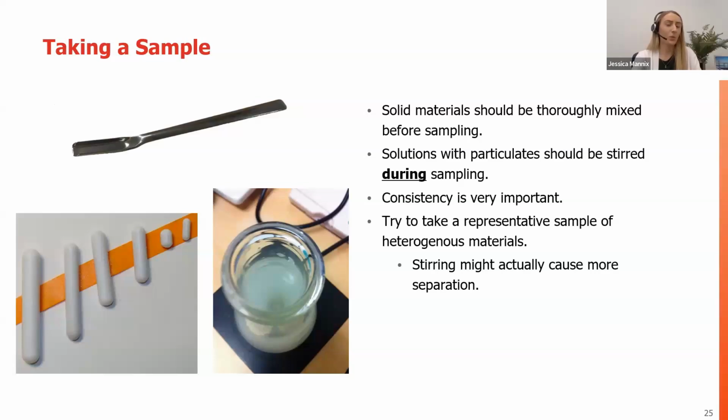For liquid samples, depending on what part of the liquid we're trying to analyze, if it's a supernatant or not, obviously we're not going to go in and stir it again and try to take a representative sample of everything. But if we're looking to sample something with particles, we want to make sure that those particles are well suspended before we stick in our micropipette.